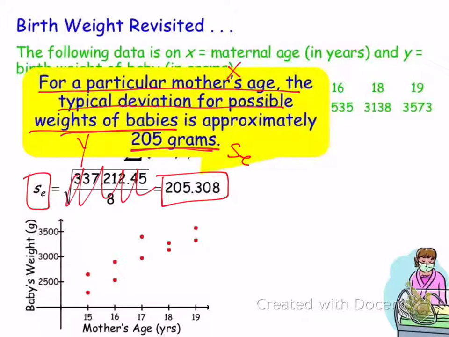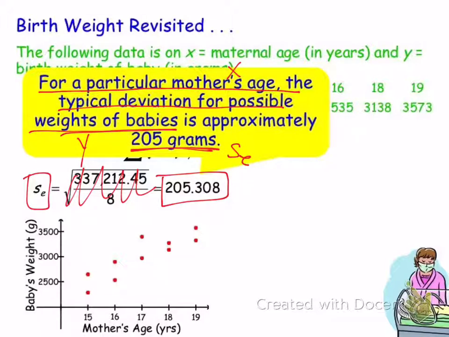So for any x value, the typical deviation of y is your standard deviation of errors. So it's about the distance that the y's deviate from each x value. Remember that graph where we had a normal curve at every single x value? It's kind of like the standard deviation at every single x value is what the S sub E is.